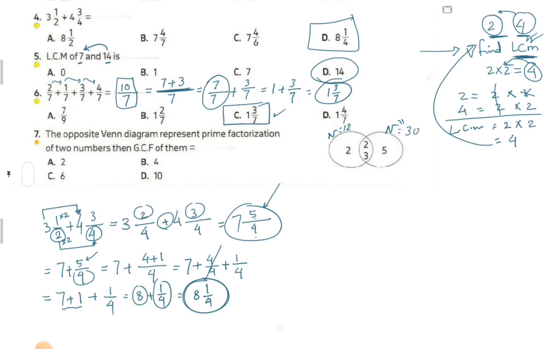Here I don't know if I need to know the two numbers. I don't need that because he asked me about the GCF, just to see the GCF. We learned before that the GCF, with the Venn diagram, is to multiply the common factors. The common factors here are 2 times 3. 2 times 3 equals 6. 6 is the GCF from this Venn diagram.